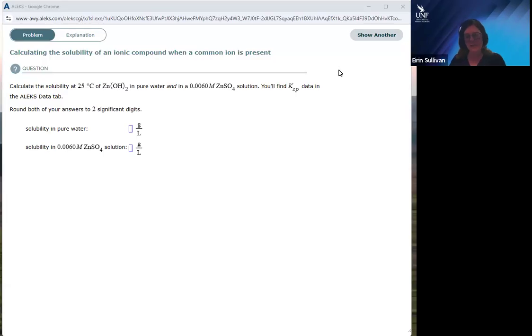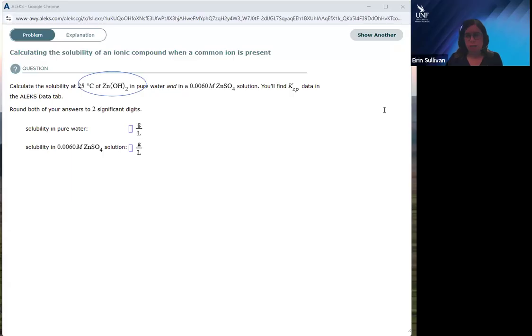Calculating the solubility of an ionic compound when a common ion is present. Okay, so what we need to do first of all is work out which one is our sparingly soluble compound and which one is our soluble compound. So calculate the solubility of zinc 2 hydroxide in pure water. That implies that is our sparingly soluble compound, and in a 0.006 molar zinc sulfate solution, that implies that that is going to completely dissolve.